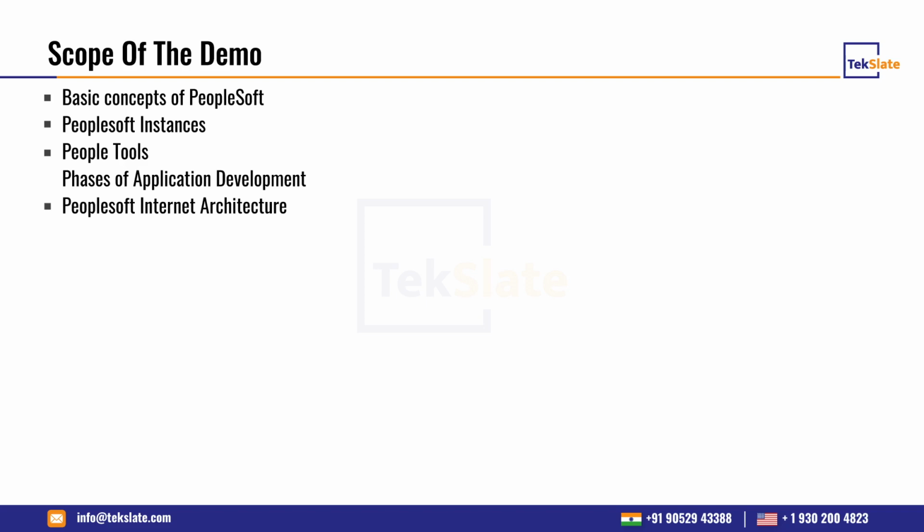The second phase is called data design, where you will create records. First, you'll create fields and then records. After that, you'll create field definitions and combine all the fields to form records. And then you'll build the records, which are also called tables.